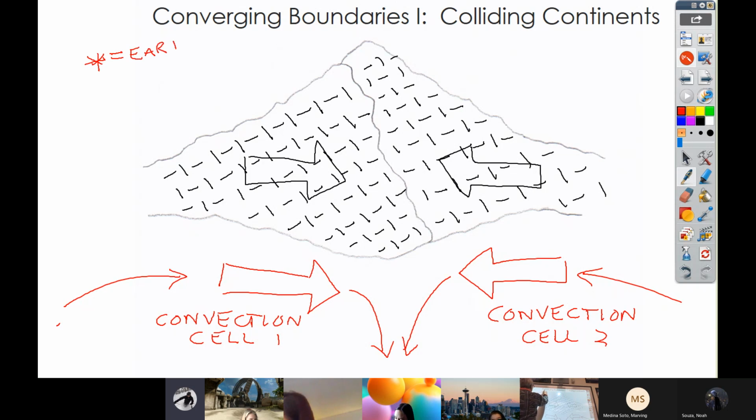So we're going to symbolize earthquakes with an asterisk, a star. And then we're going to put them along this border on both sides of it. Some are shallow and some are deep. We can actually measure the boundary between two continents by plotting the locations of earthquakes that occur.